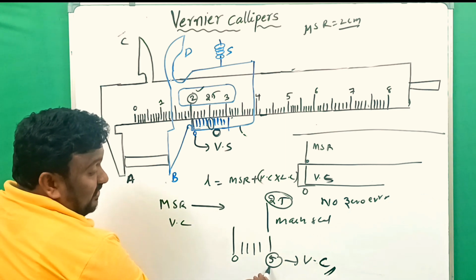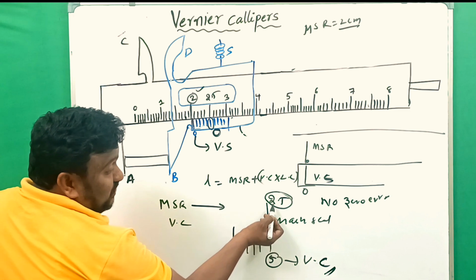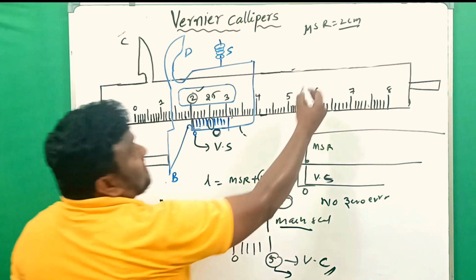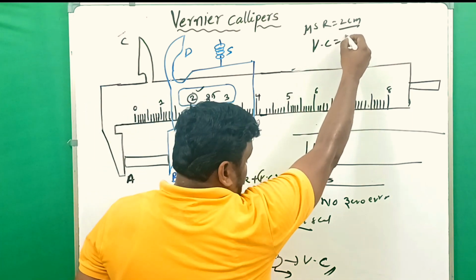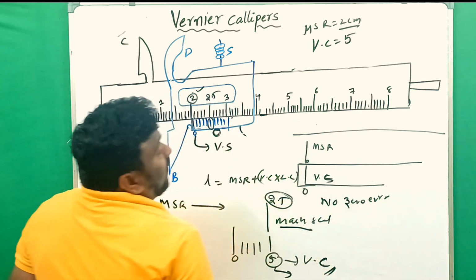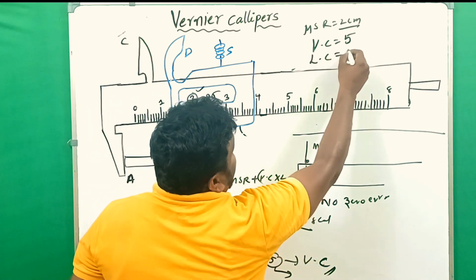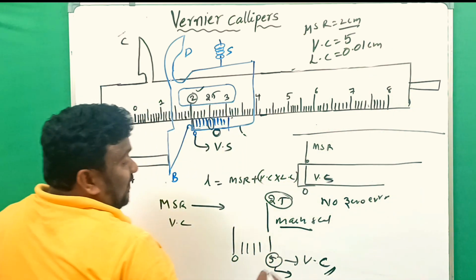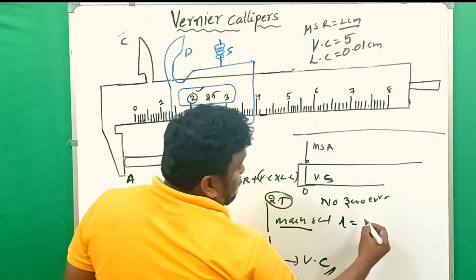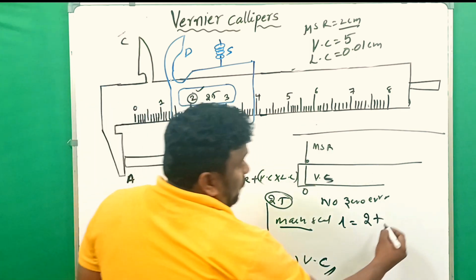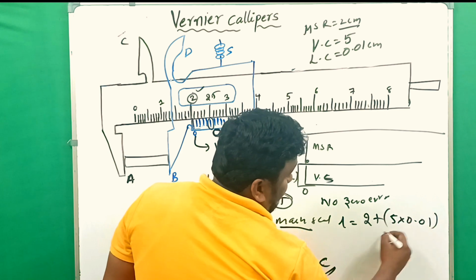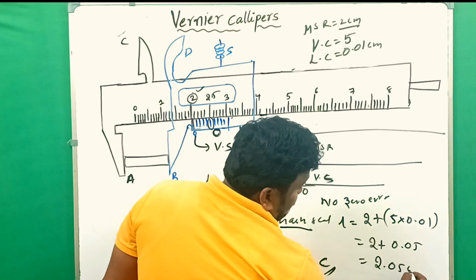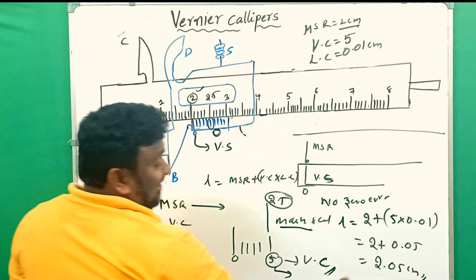So the fifth division on the vernier scale coincides with the 2.5 of the main scale. Then here 5 should be taken as the vernier coincidence. So VC is equal to 5. Already we discussed the least count in this case, 0.01 centimeters. Then obviously we have to substitute those values. L is equal to MSR, which is 2, plus VC, which is 5, into 0.01. That means 2 plus 0.05, which is equal to 2.05 centimeters. So this is the length.